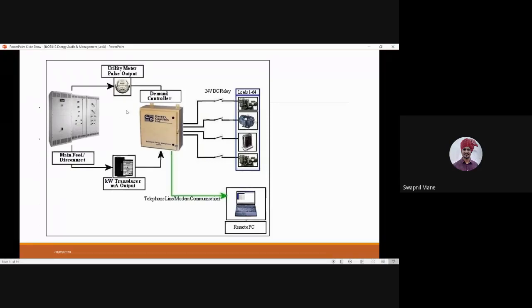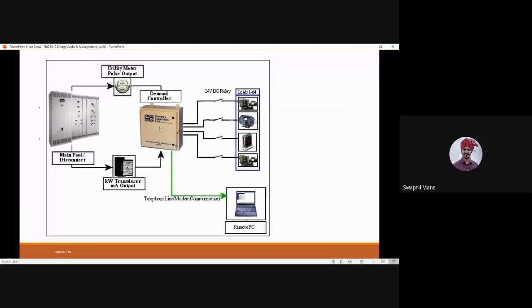Demand side management is done this way. It is the main feed or disconnect that we have. We have the main substation in our college. You see that this is a powerhouse. We will visit this unit when the college reopens. From here, the power is distributed. Now we just put a utility meter or pulse output meter. Then there is a demand controller which will distribute the power to different sections.